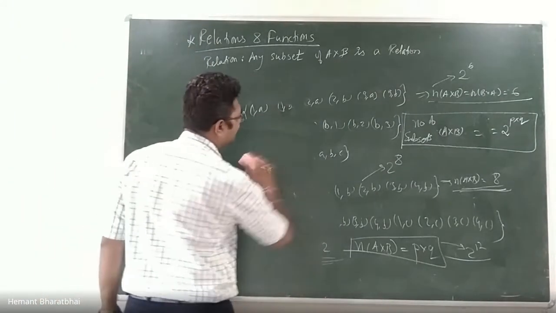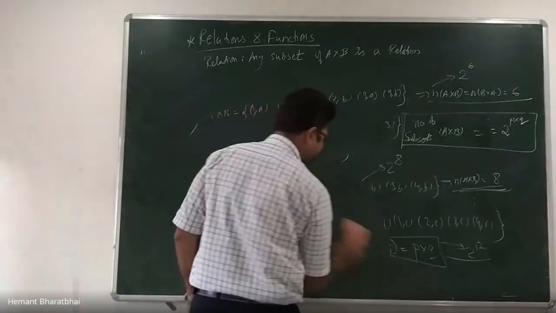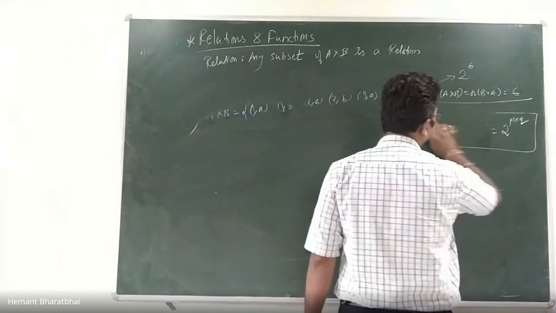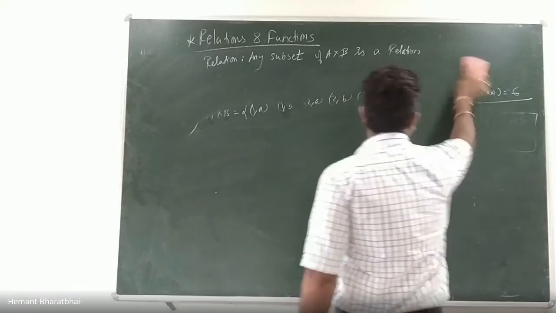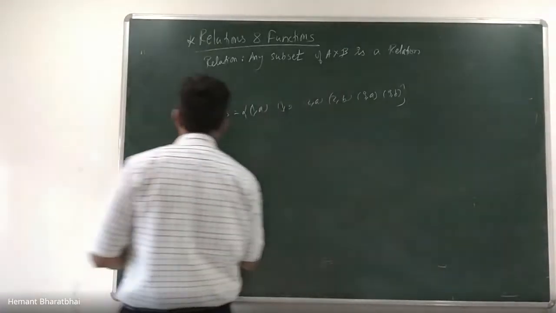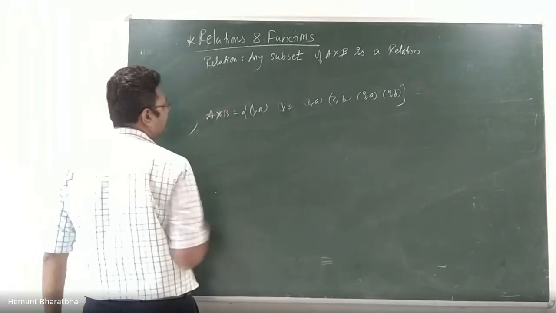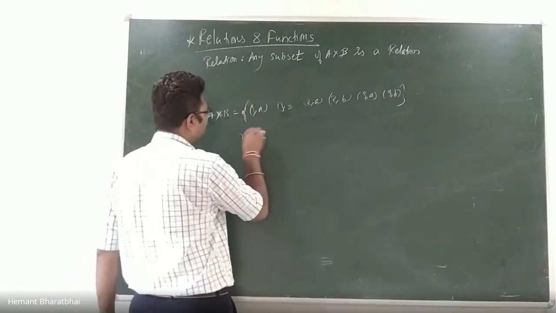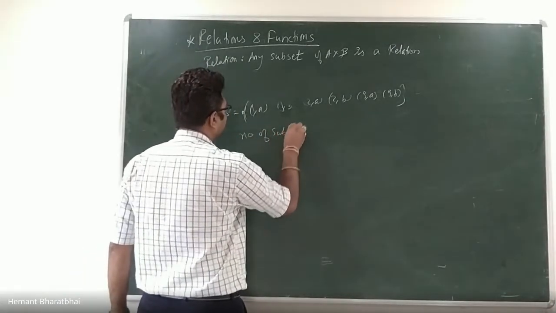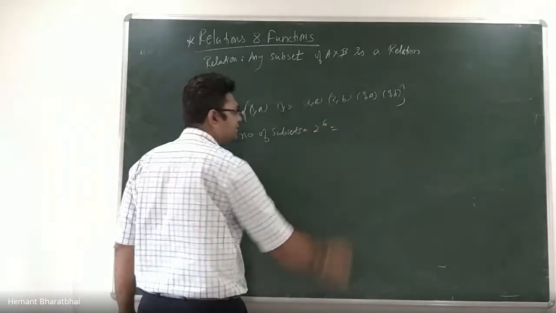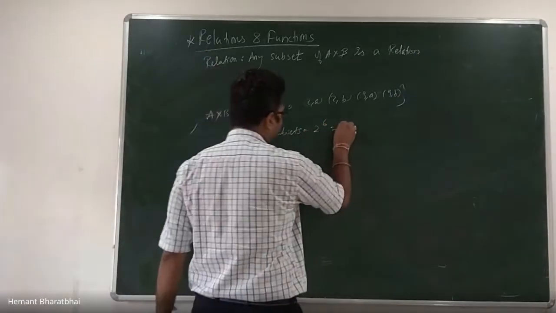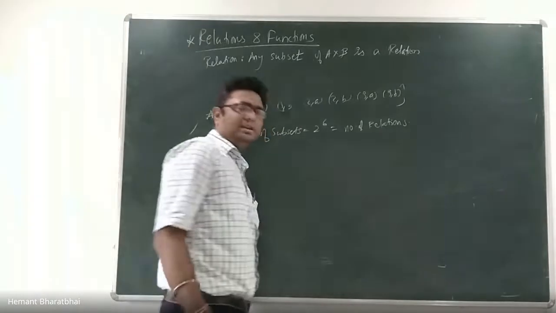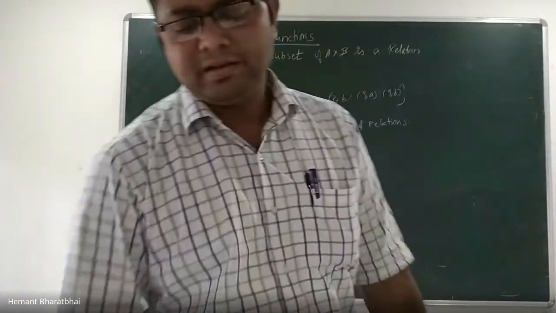So let me take the example which I have already done in the last case. Two sets were A and B, and I have taken their Cartesian product, which has these elements. So how many subsets are possible? The number of subsets possible is 2 raised to 6. So how many relations? 2 raised to 6. The number of relations I can create is nothing but the number of subsets.